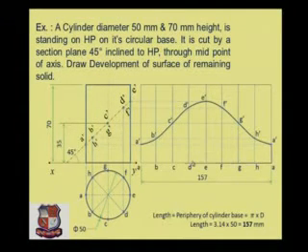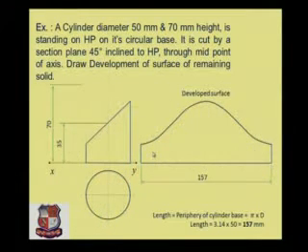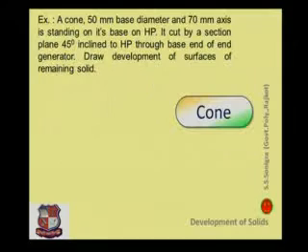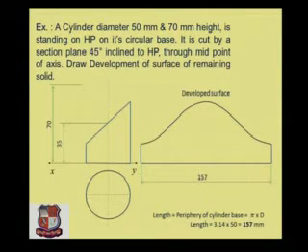Now here, darken this portion, which is our answer. So this is the developed section of the given solid. Means if we cut the cylinder at this angle from here and open it, it would appear like this kind of piece of paper. This is the final answer. You can differentiate between these two.